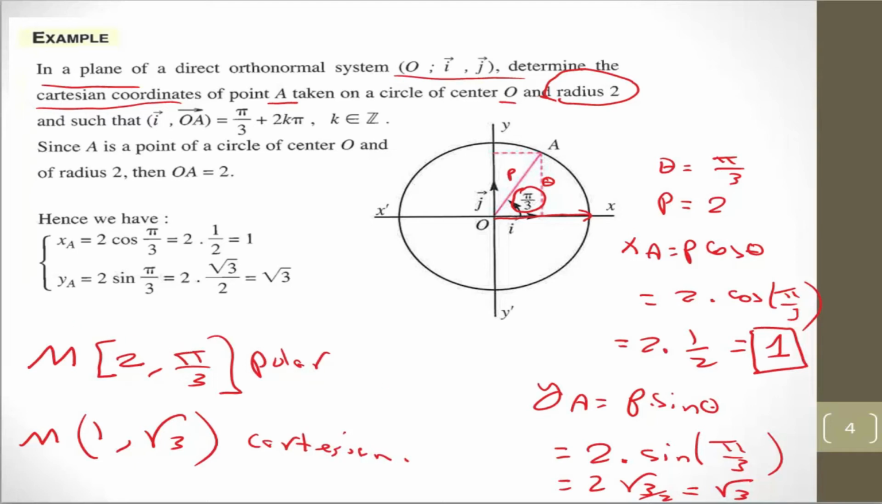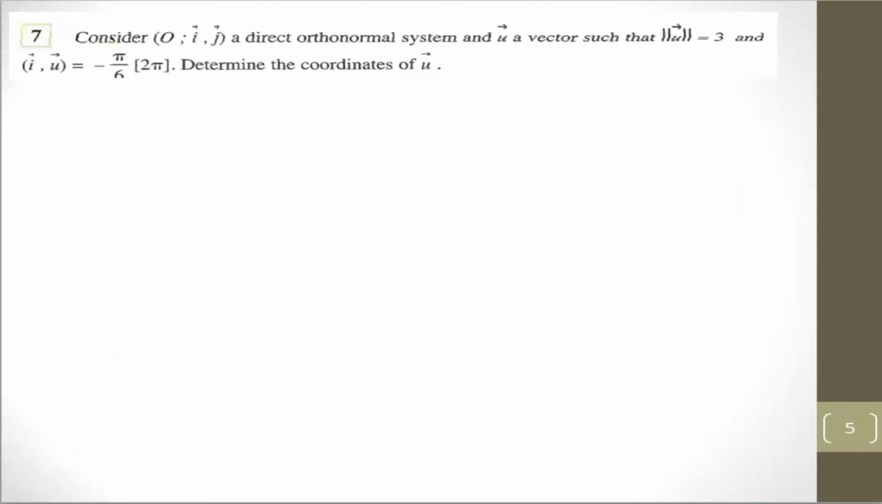Let's take some exercises, just two small exercises, number 7 and number 8. Consider O, I, J, a direct orthogonal system, and a vector u such that the magnitude of u equals 3, and the angle between I, which is the positive x-axis, and u is minus pi over 6.